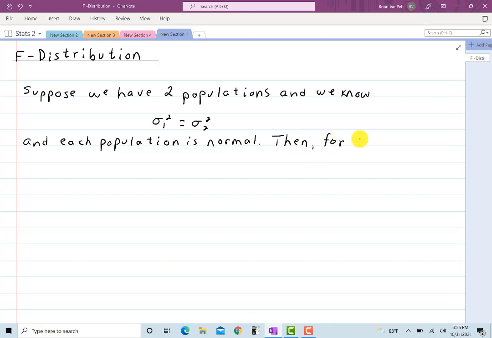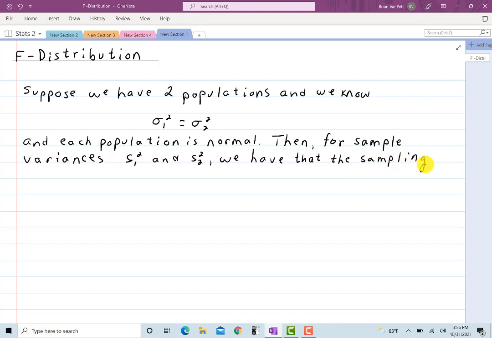Then, for sample variances S1 squared and S2 squared, we have that the sampling frequency, I should say the sampling distribution, so if we set up S1 squared divided by S2 squared, this fraction forms an F distribution.